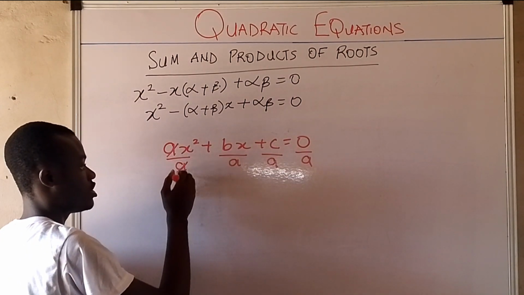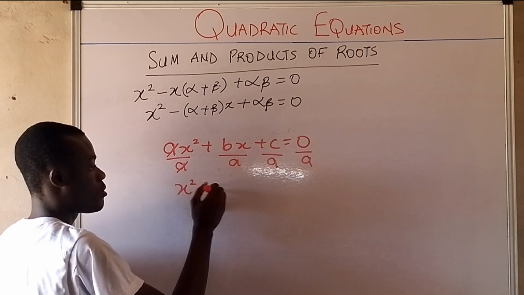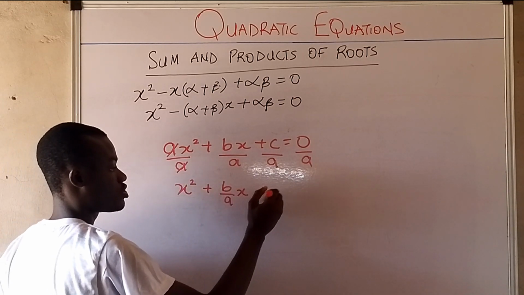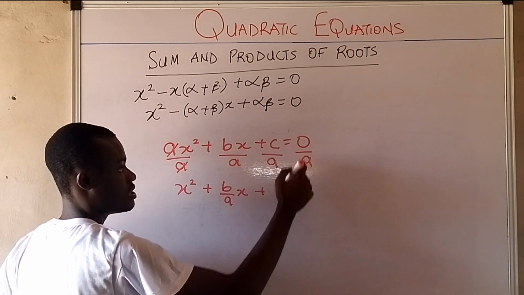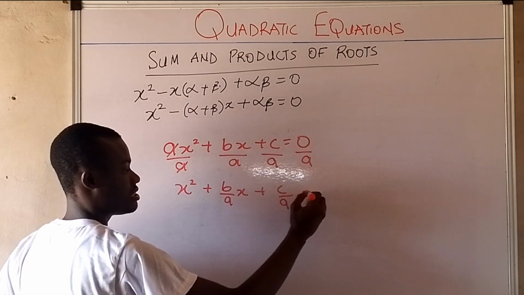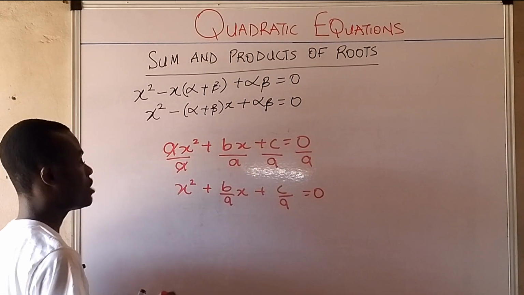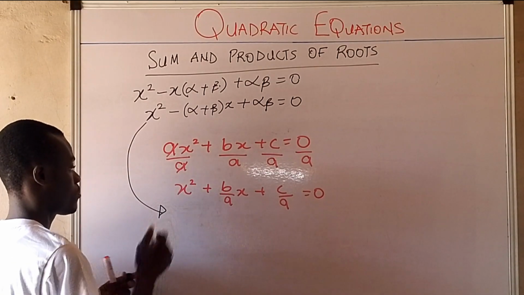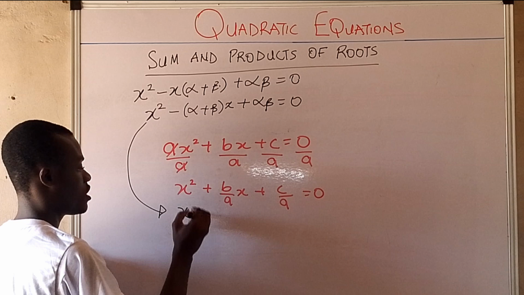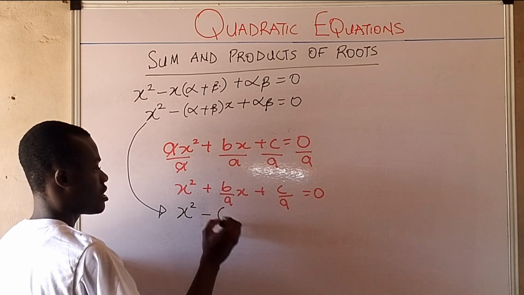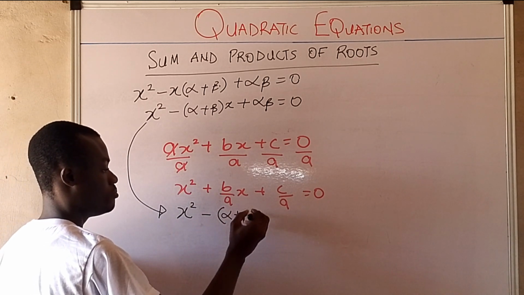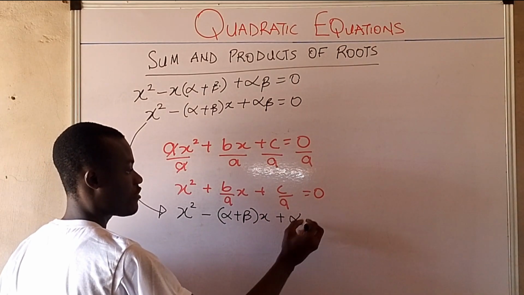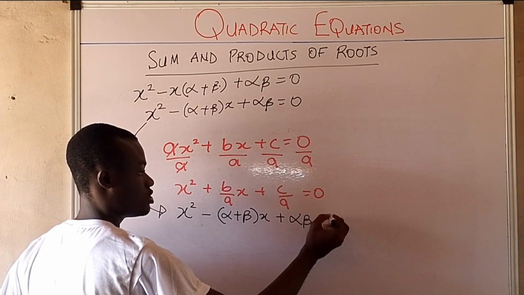A will take off a. So I have it as x squared plus b over a x plus c over a. Then 0 divided by a is 0. So now when I bring this entire equation down, I have it as x squared minus (alpha plus beta) x plus alpha beta is equal to 0.